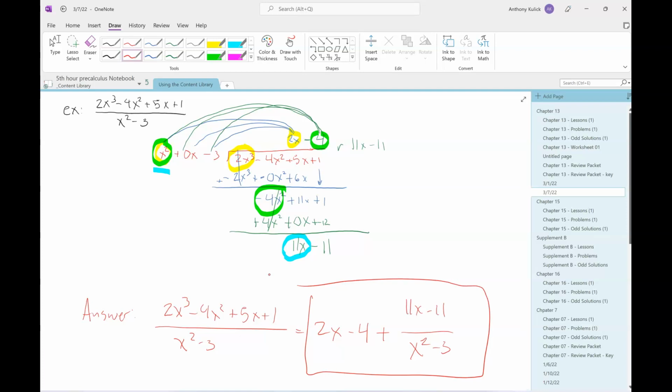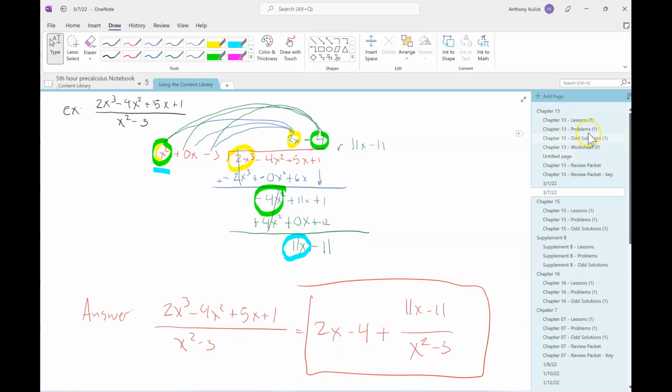Does that look familiar from last year? We definitely did polynomial long division last year. We'll do it again here for a little bit. There is a shortcut version to this that we'll talk about here in a little bit. But this is where I wanted to stop here today.